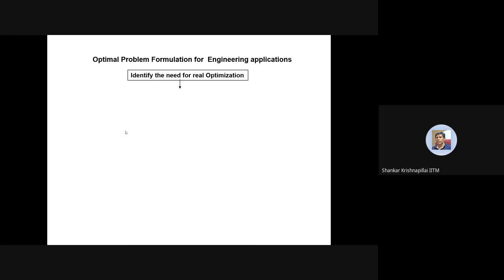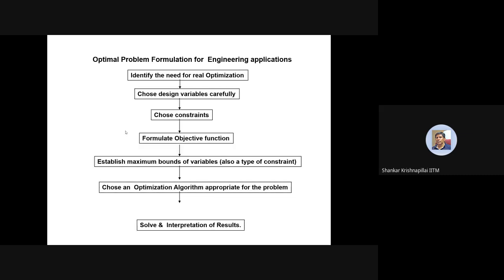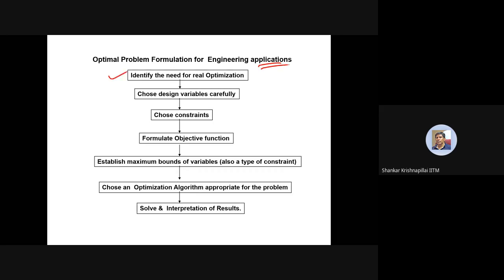Then how do you formulate the optimization problem for engineering application? First, you have to identify the need for real optimization. Typically in the industry, when somebody says they made optimized parts, it simply means they did some trial and error with different types of parts and arrived at the best combination. So that is not really optimization. Optimization here means optimization using an algorithm. So you have to identify whether you need that.